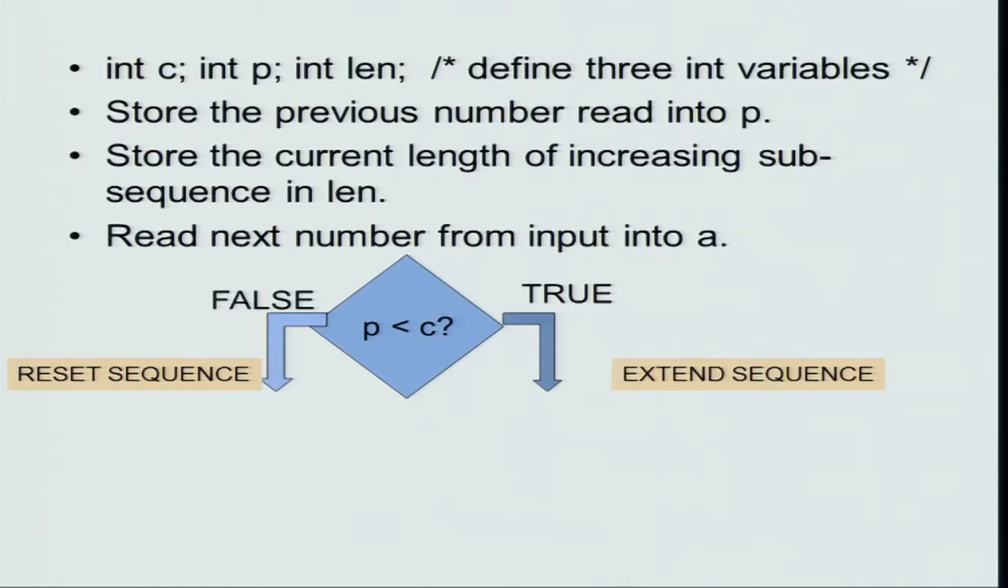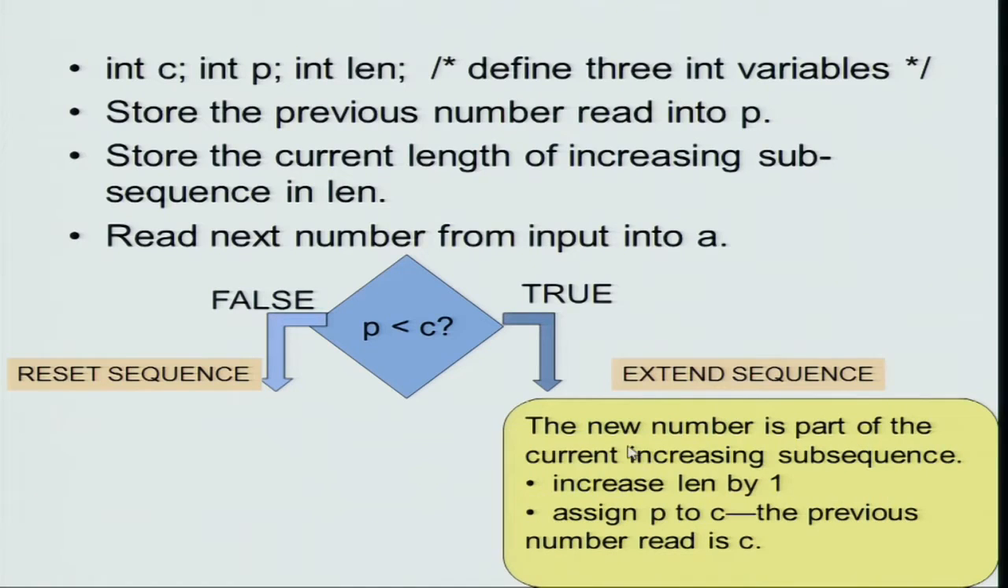Okay. So if the previous number is less than the current number, we take the true branch, in which case we extend the sequence. So the new number that we have read is part of the current increasing subsequence. So increase the length of the sequence by 1, and now we move in lockstep. Suppose we have numbers 1, 2 and 3. Suppose P was pointing to 1, C was pointing to 2. So since 2 was greater than 1, we extend the sequence.